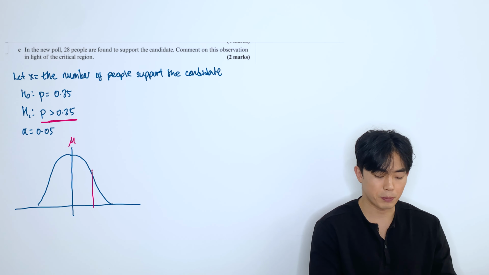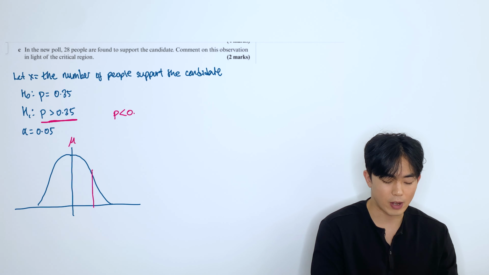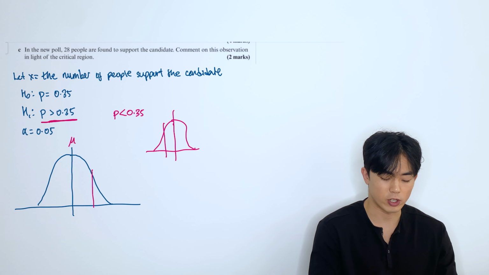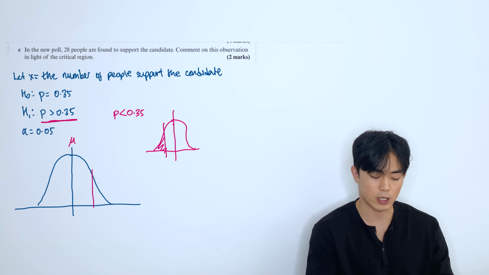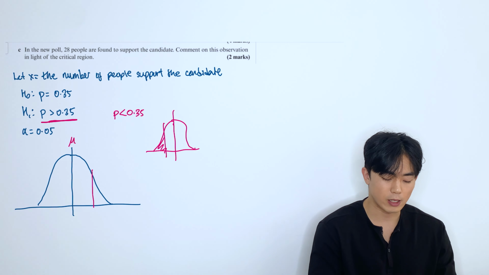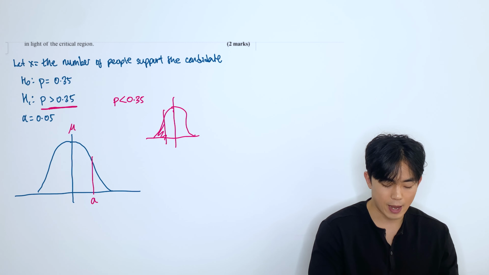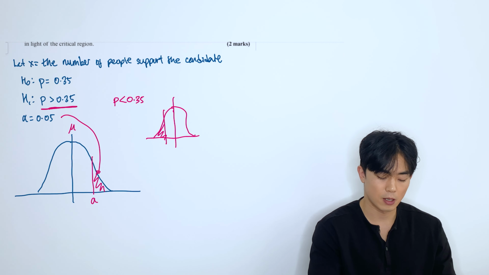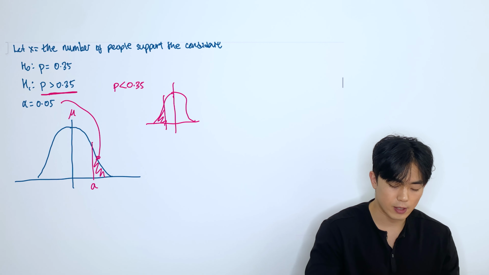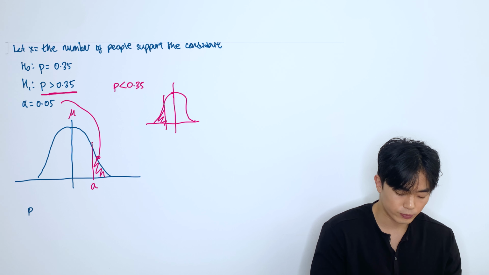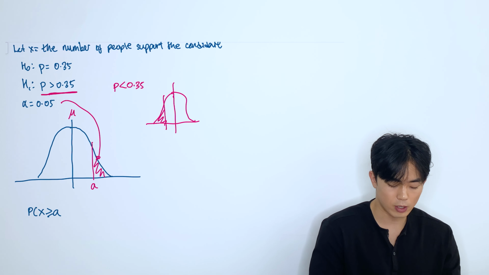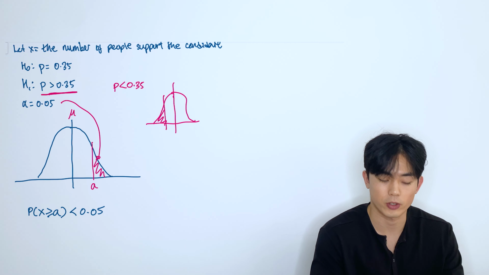Okay? If P was less than 0.35, then you would have to find the value in the bell curve which is less than, in this region here. So it all depends upon this H1 value. But we know that it's larger than 0.35, so it's going to the right. So I'm going to call this value A. And so this area has to be less than this alpha value. So I can say that the probability that X is larger than or equal to some A value has to be less than 0.05. Okay, so this is how we're going to find this critical region.